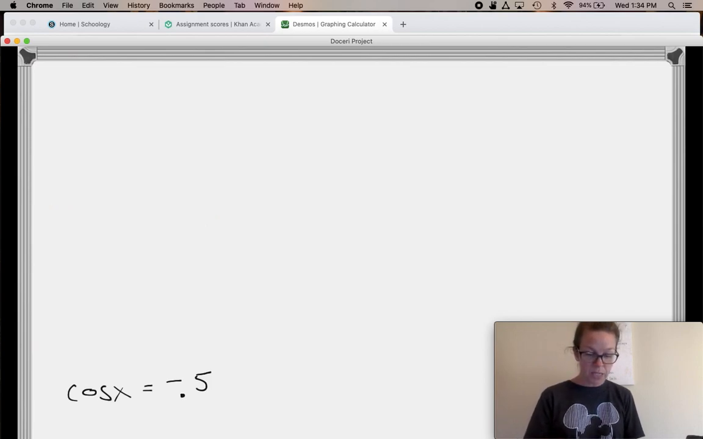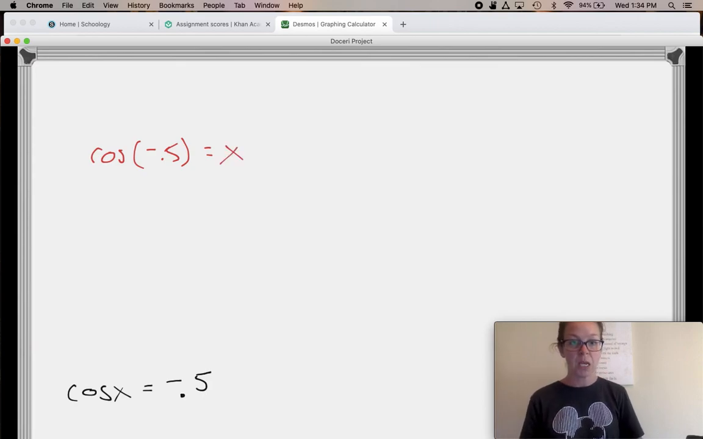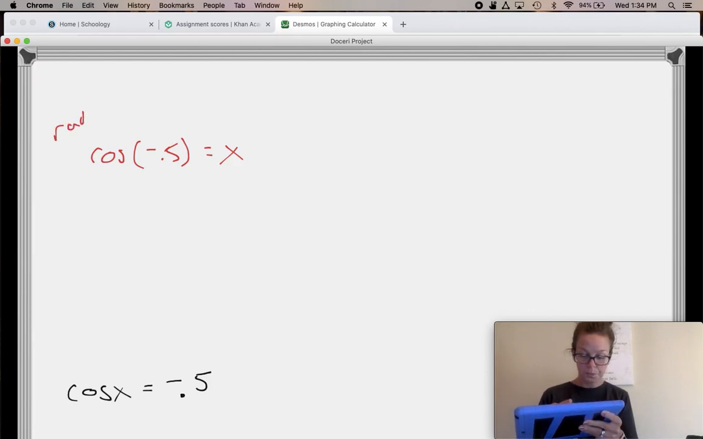So to solve this using algebra, I would need to do an inverse. So I'm going to do the inverse cosine of that negative 0.5. That's what x should be equal to. So on my calculator, and I'm actually going to do this problem in radians. So I'm going to do this one in radians.